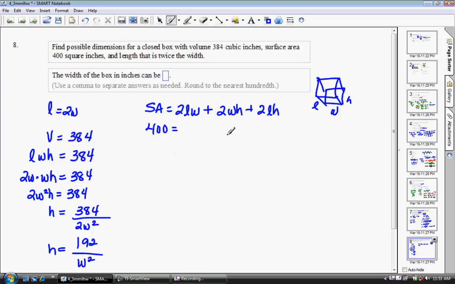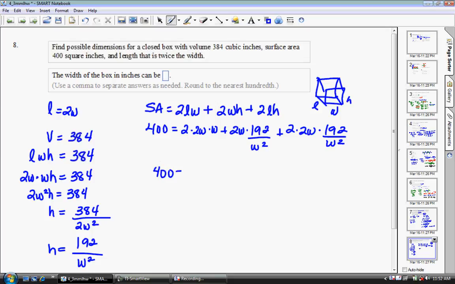Well, we can't have all three variables here, so we're going to convert everything in terms of W. Right, so we know that the length is 2 times W. Plus 2 times W times the height we just found, which is 192 over W squared. Plus 2 times L, but L is 2W, times the height, which is 192 over W squared. And we can clean this up.